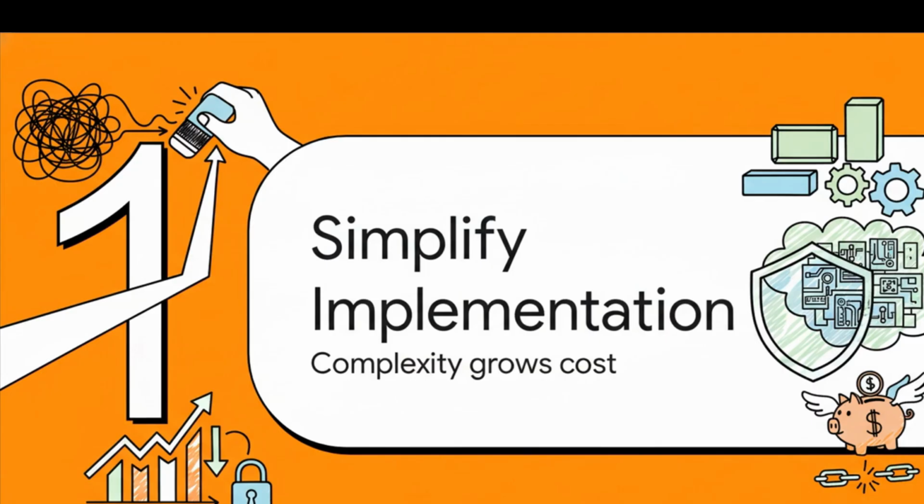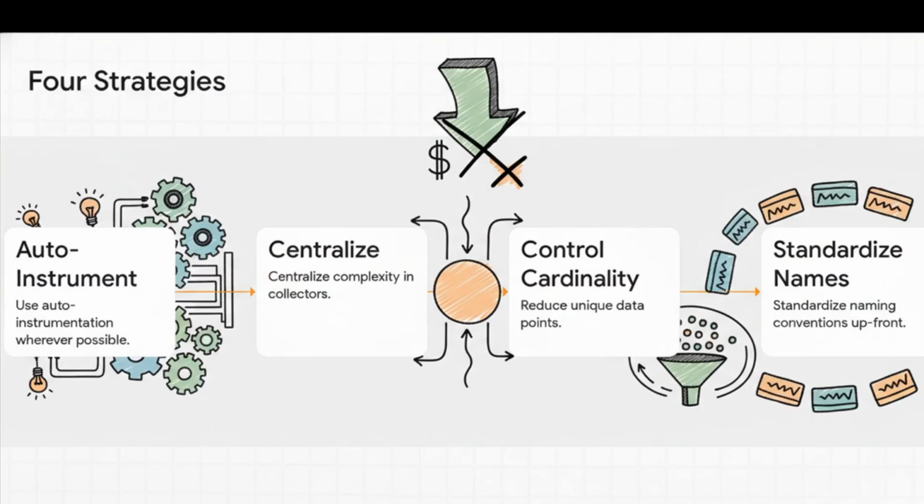It's a fundamental truth in monitoring. As our systems get more and more complex, the cost to manage them skyrockets. So our first mission is to fight that complexity head on. And to do that, we've got 4 really powerful strategies. We're going to start with auto-instrumentation, then talk about centralizing your logic and collectors. After that, we'll get into the important ideas of controlling cardinality and why standardizing your naming conventions is a must.